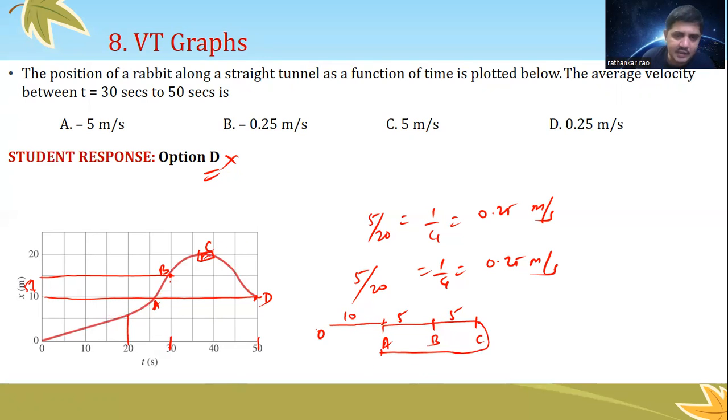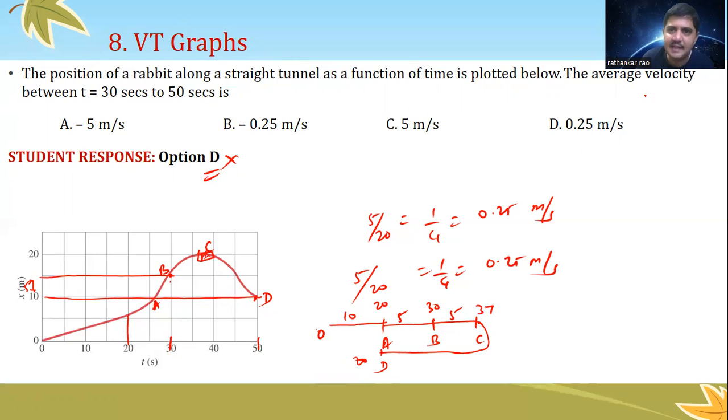Now, what was the timing here? This was at 20 seconds, this was at 30 seconds, and this was somewhere around 37 seconds, for example, at point C. And again, at point D, this is once again at nearly 20 seconds over here. So this is what we can see.